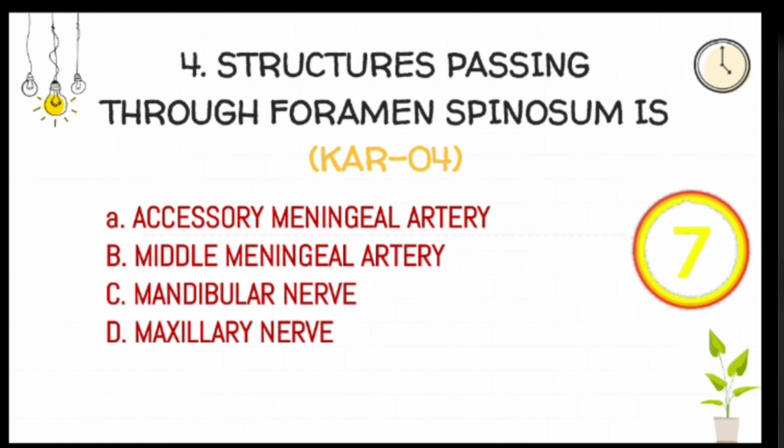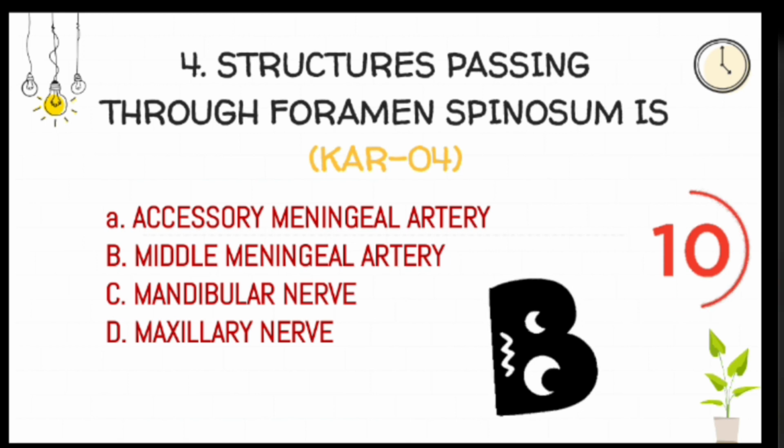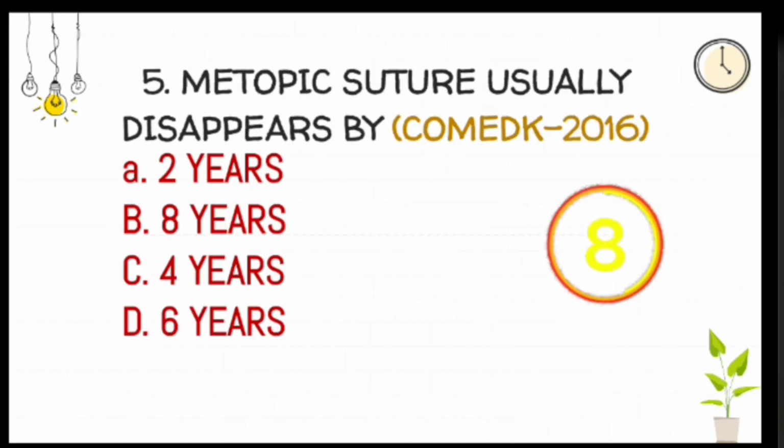Structures passing through foramen spinosum is... The answer is B, middle meningeal artery.